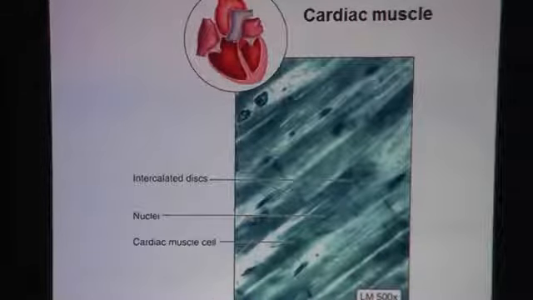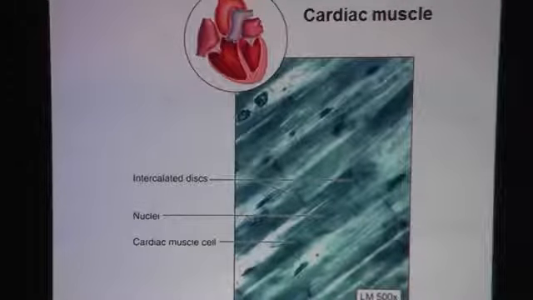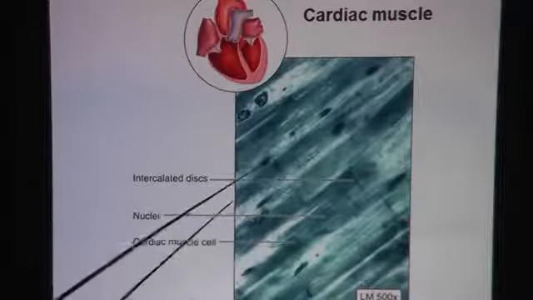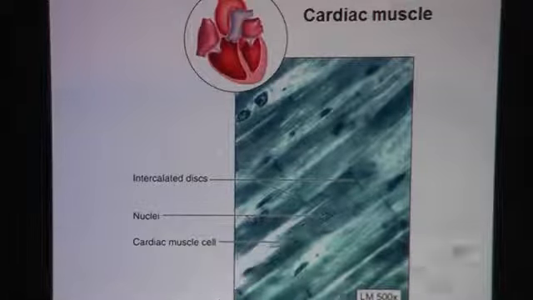Now, unlike the striation, which are all evenly distributed throughout the muscle cell or the muscle fiber, this intercalated disc appears randomly on the slides. So here you see a few. This one, this one, this one, this one, possibly that one.